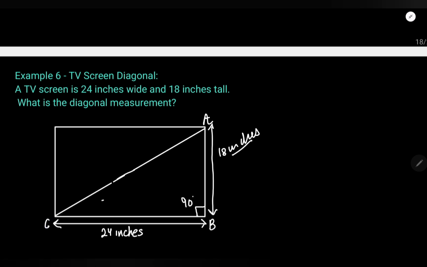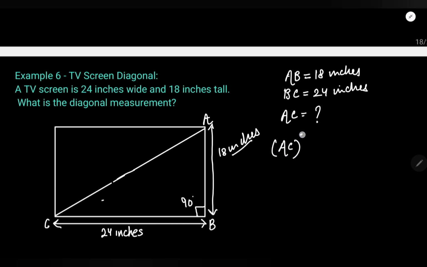So in this question, instead of taking H, B and P, what am I taking? I am taking AB. What is AB? AB is equal to 18 inches, right? And what is BC? BC is equal to 24 inches, right? And I need to find AC. AC is the diagonal, the longest side of a triangle, and this is a right angle triangle. So we know AC square is equal to AB square plus BC square.